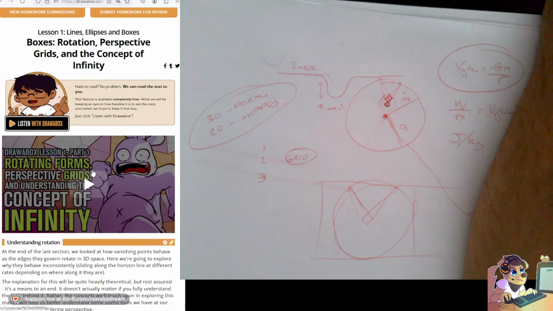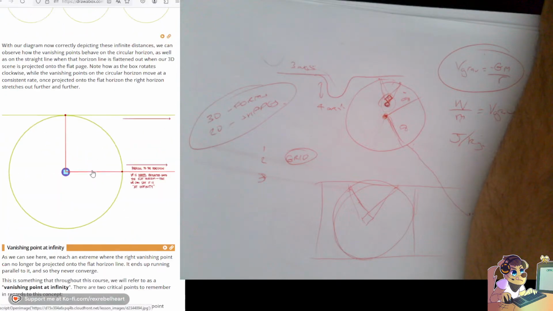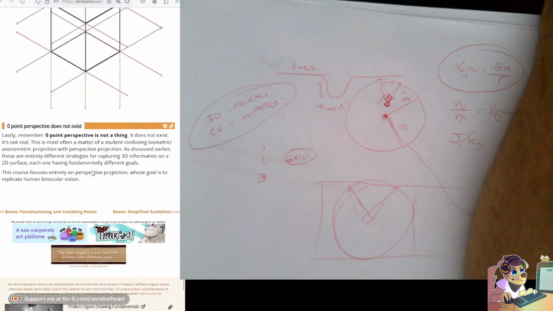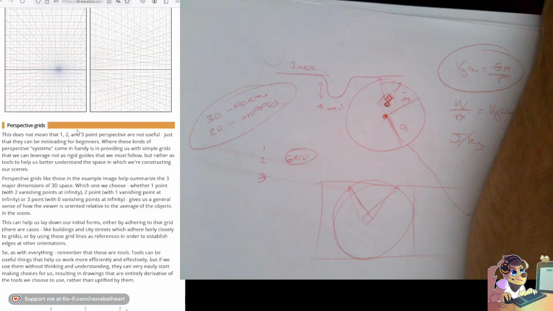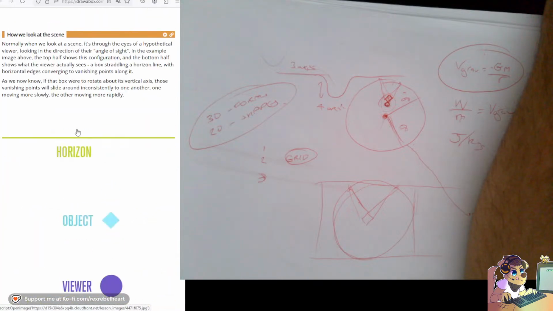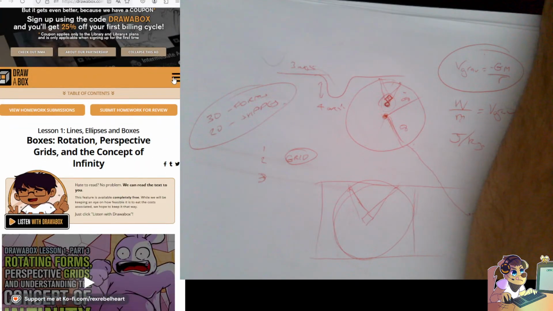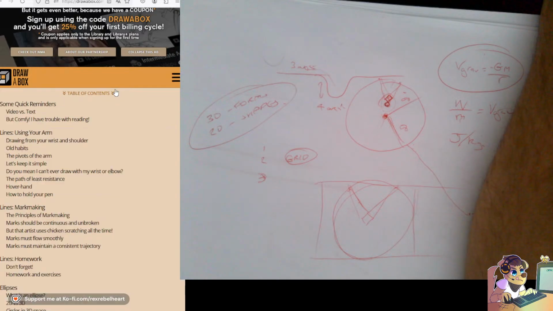That's kind of... find the plotted perspective exercise. Well, table of contents.